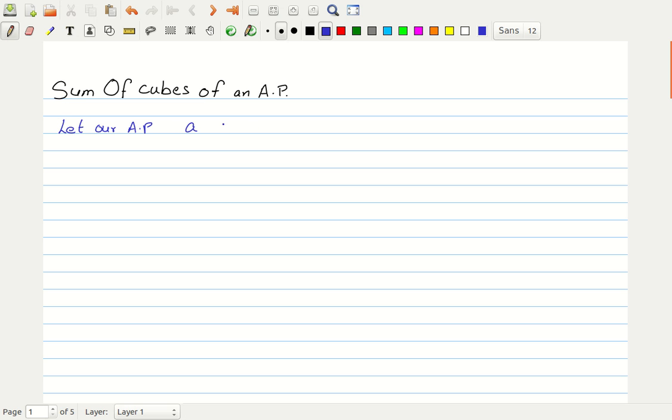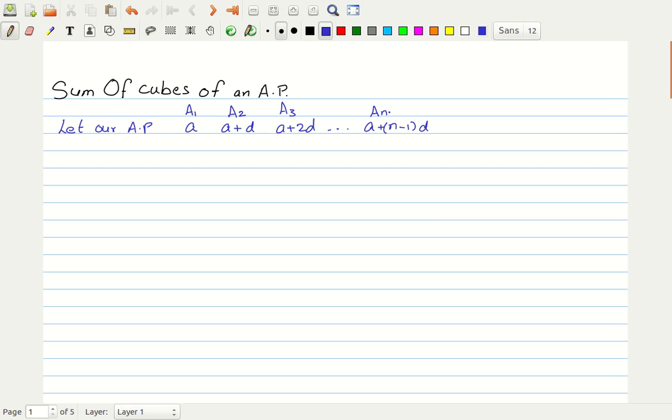A, which is the first term, A plus D, which is the second term, A plus 2D, which is the third term, A plus n minus 1 D, which is the nth term, right? So we'll call this term A1, A2, A3, and this term we will call as An.